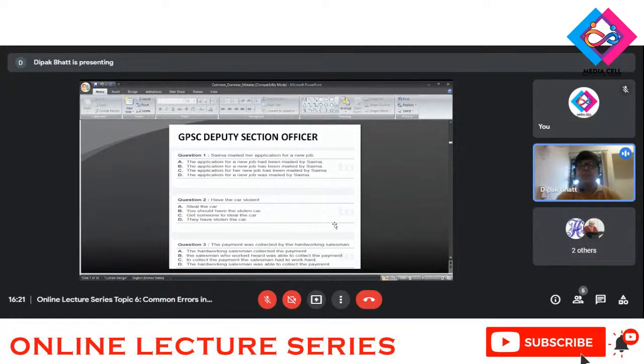The application for a new job had been mailed by Seema. The application for a new job has been mailed by Seema. The application for her new job has been mailed by Seema. And the application for a new job was mailed by Seema. Now see, by this you must have understood that when there is a sentence which has the preposition by, that means you are talking about the passive voice. So this above sentence was in active voice and now you need to do the passive voice.